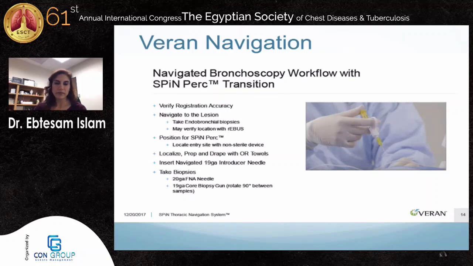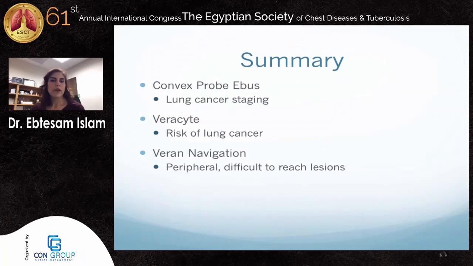So in summary, convex probe EBUS, we use it predominantly for lung cancer staging, and there are many benefits to it, including low cost, low risk, minimally invasive, and it can be done quickly. The VeriSight we also use as an assessment for lung cancer, and then the Veran navigation that we use for peripheral difficult to reach lesions that we're concerned for malignancy as well.